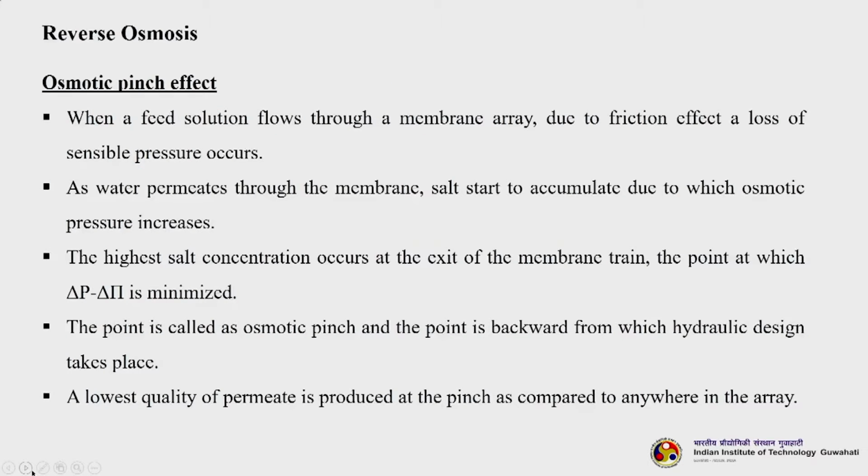Now, let us understand what is the osmotic pinch effect. This is important for osmosis and reverse osmosis systems. When a feed solution flows through a membrane array, due to friction effect, a loss of sensible pressure occurs. So, due to friction, some pressure drop occurs. As water permeates through the membrane, salts start to accumulate, due to which osmotic pressure increases. The highest salt concentration occurs at the exit of the membrane train, the point at which delta P minus delta pi is minimized. That point is called the osmotic pinch, and the hydraulic design takes place backward from this point. The lowest quality of permeate is produced at the pinch as compared to anywhere in the array.